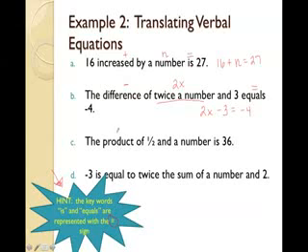Alright, C. The product, which means multiplication, and I'm going to represent that with the little dot, because now we're dealing with variables, and sometimes the multiplication sign of an x can get confused with a variable, so let's not write that as a multiplication sign anymore. The product of 1/2 and a number is 36. So let's say that my number is n. So the product of half and a number. So that's going to be 1/2 times a number. And remember, since there's nothing in between the 1/2 and the n, it's automatically assumed that that's multiplication. Is, which means equals, 36.